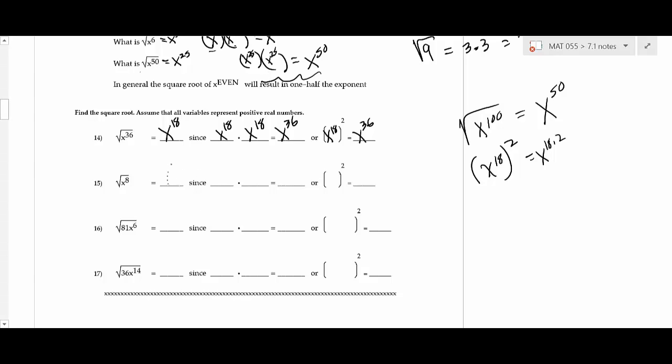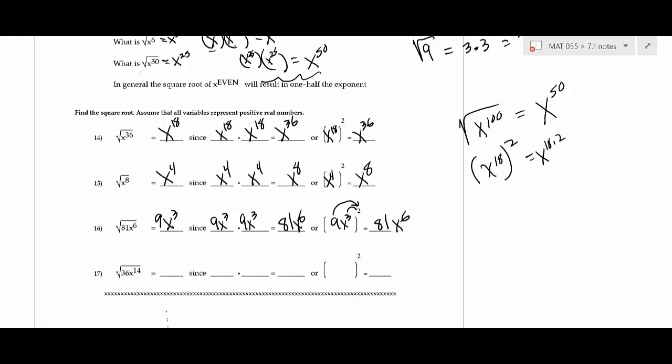What's the answer to number 15? X to the 4th. You can think of it this way. X to the 4th times itself gives you x to the 8th. Or if you square x to the 4th, 4 times 2 is 8. Does that make sense? What's the answer to the next one? 9x to the 3rd. Good, because we know the square root of 81 is 9. We know half the exponent. And the reason, if you do 9x to the 3rd times 9x to the 3rd, you're going to get 81x to the 6th. Or look at it this way. Take the answer and square it. So if you do 9 squared, that's 81. If you multiply 3 times 2, you get x to the 6th.